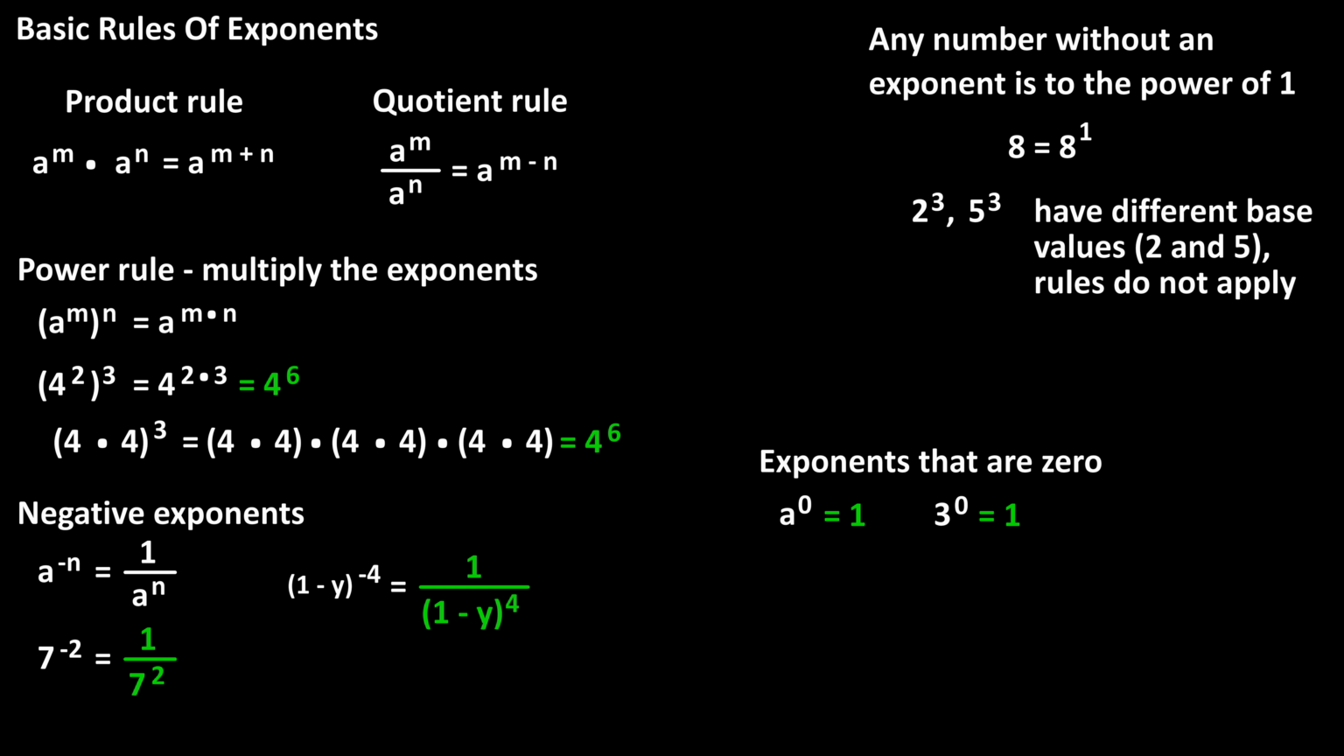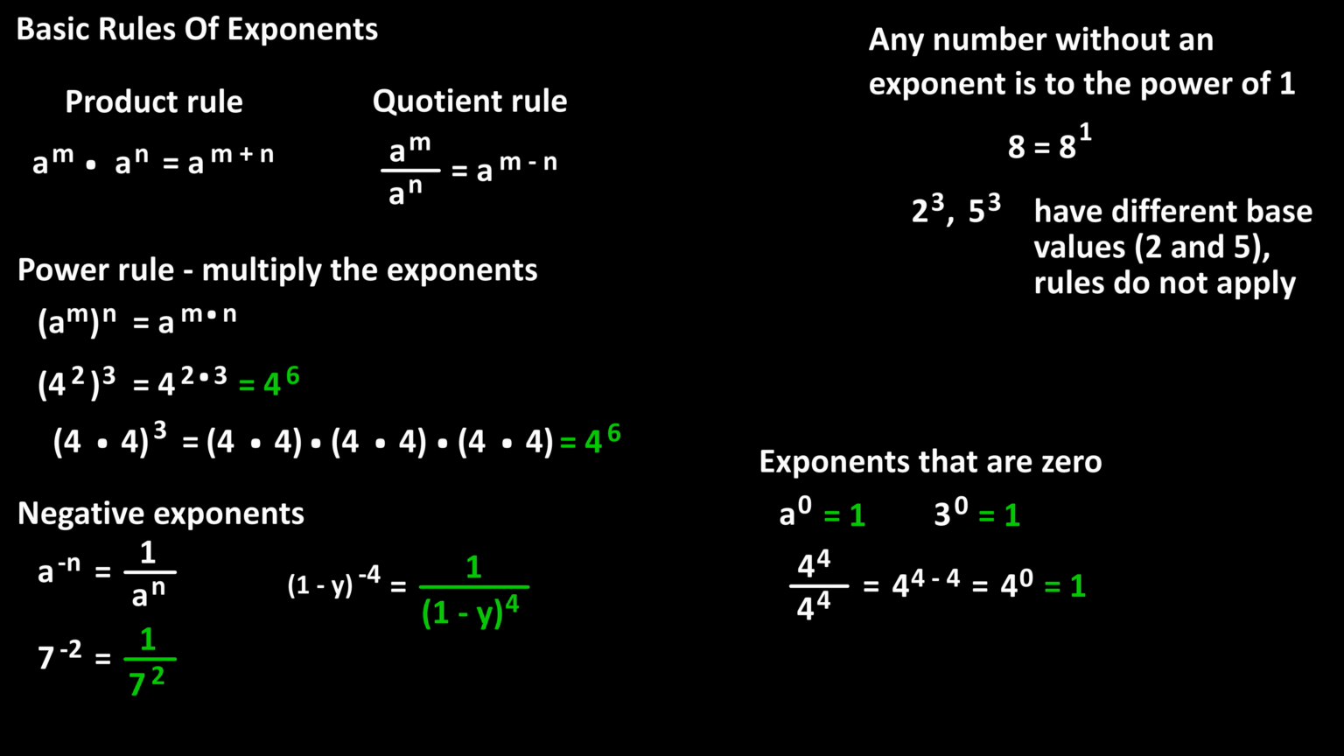And a number raised to 0, such as a raised to the 0, is equal to 1. For instance, 3 raised to the 0 equals 1. We can use the quotient rule to show this. As an example, 4 raised to the 4 divided by 4 raised to the 4. The quotient rule tells us to subtract the bottom exponent from the top exponent. 4 minus 4 is 0, and we have 4 to the 0 as our answer, which is equal to 1.